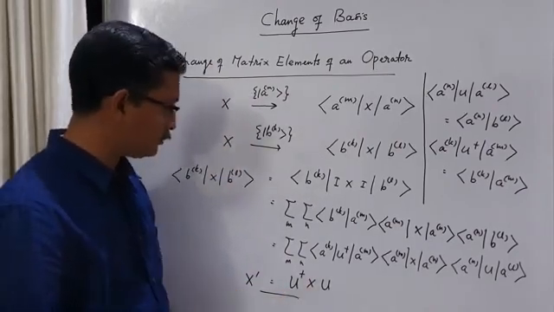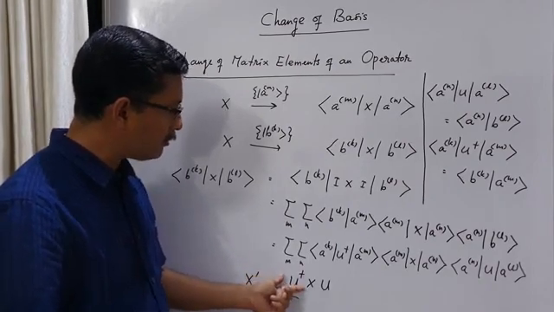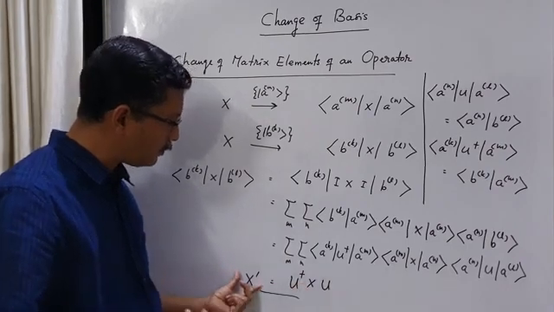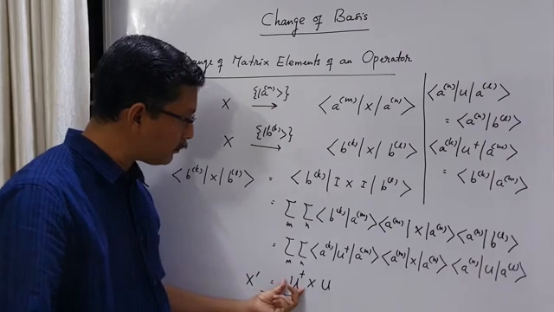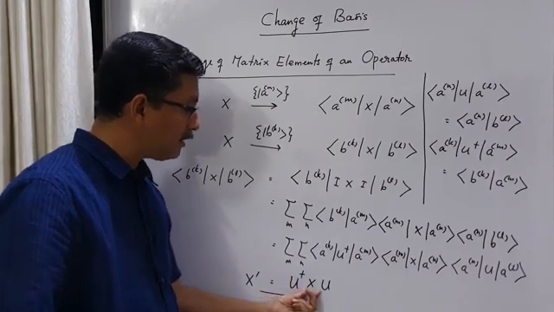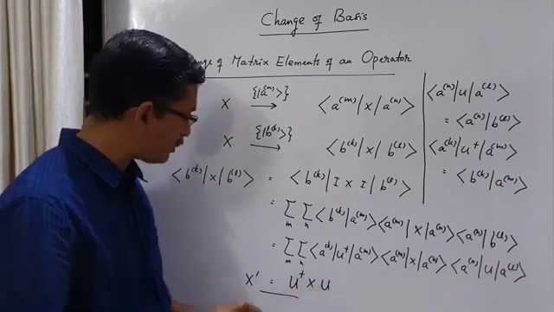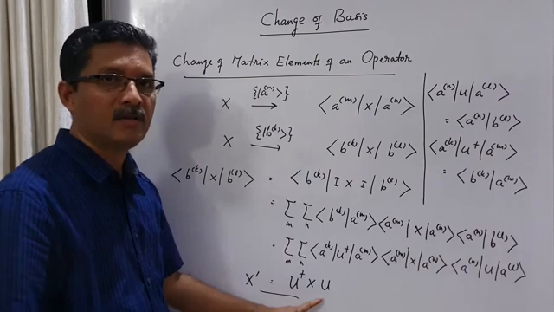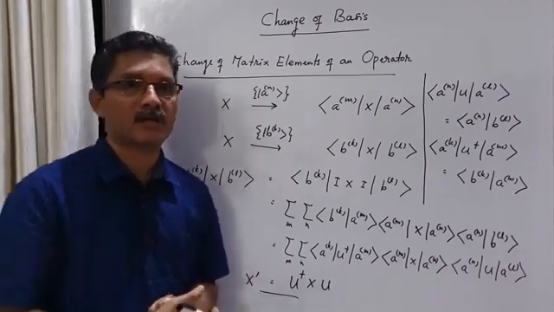U dagger X U. The matrix element of the operator in the new basis is obtained as the matrix of U dagger in the old basis, the matrix of X in the old basis, into the matrix of U in the old basis. So in short notation, X prime is U dagger X U. This is called a similarity transformation. So an operator undergoes a similarity transformation under change of basis.